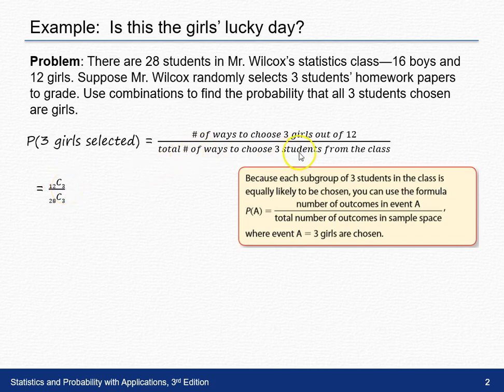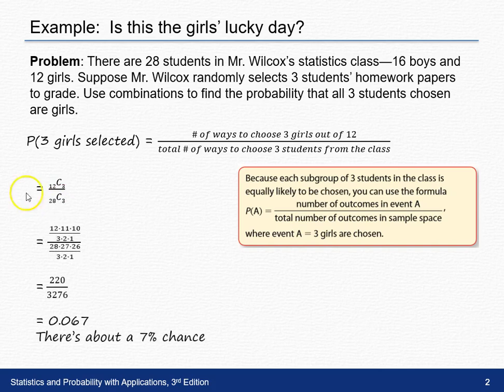The total number of ways to choose 3 students, though, the total in the class, is the 16 boys plus the 12 girls, so it's going to be 28 choose 3 students. To calculate this, as you saw in the last example, we're going to be using 12 times 11 times 10 divided by 3 times 2 times 1, and then dividing that by 28 times 27 times 26 divided by 3 times 2 times 1, for a final answer of about 7%.